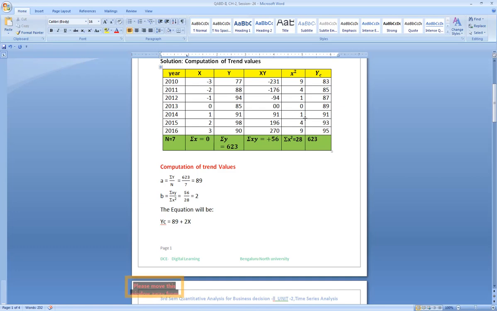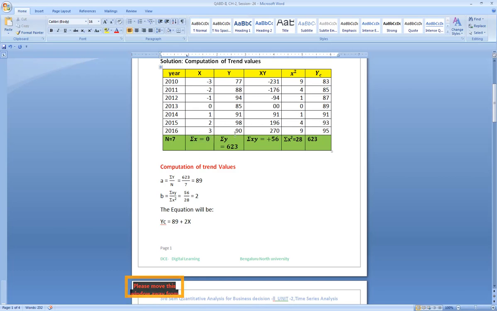For 14, 91 is the actual value, which means it is again remaining the same. For 15, 98 is the actual value, which means it has again decreased. 93 is the production value; why it decreased, those variations have to be studied. What are the factors that make the production decrease has to be studied.